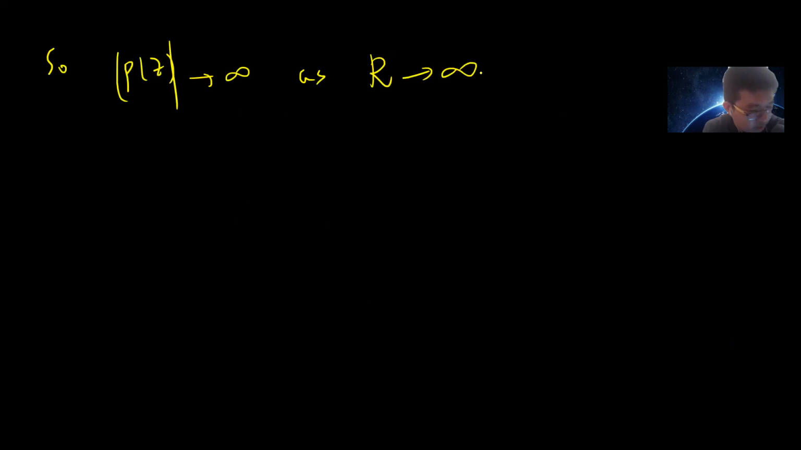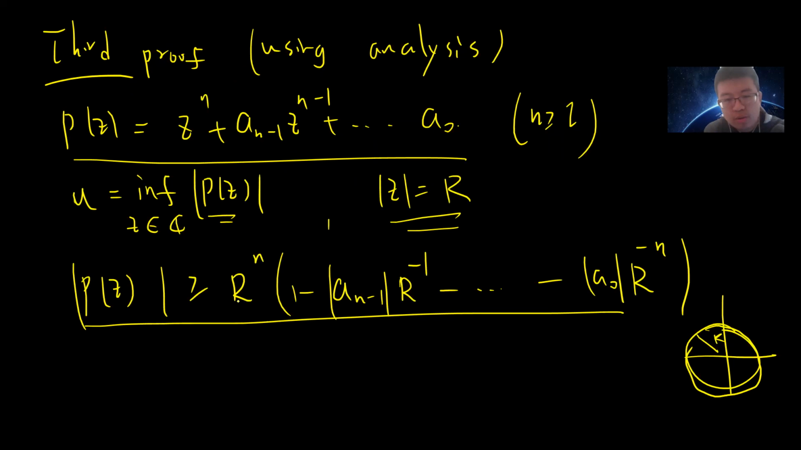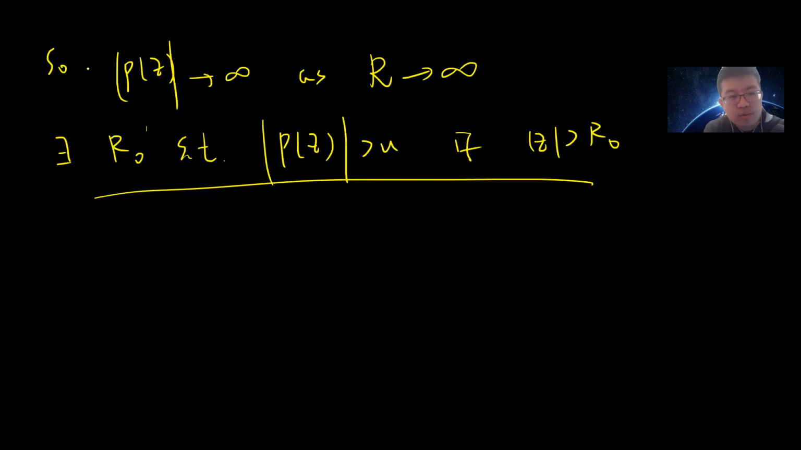That means there exists R0 such that |P(z)| is greater than mu if |z| is greater than R0. The reason is just what this inequality shows: |P(z)| will become infinity whatever direction you choose. So there exists some radius R0 such that |P(z)| is greater than mu if |z| is greater than R0.